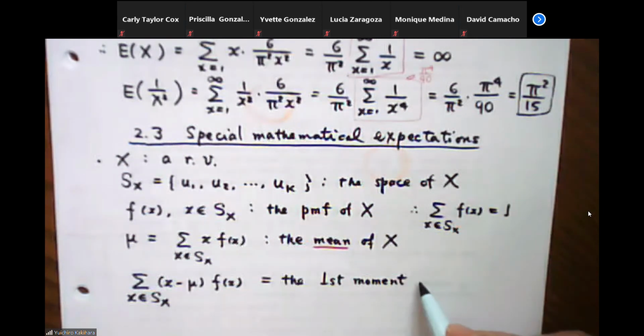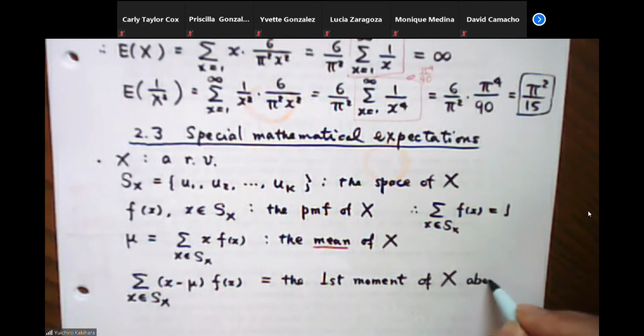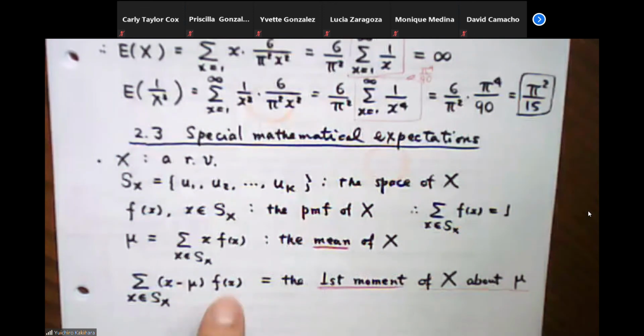The first moment of x about the mean mu. This is a name. This is the first moment, from E of x. If you say about, then it is about the origin, or 0. This is the first moment about 0. This is the first moment of x about mu. We subtract mu from x. That's the reason.